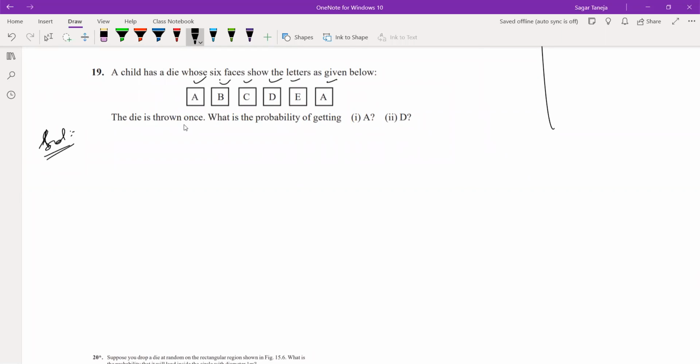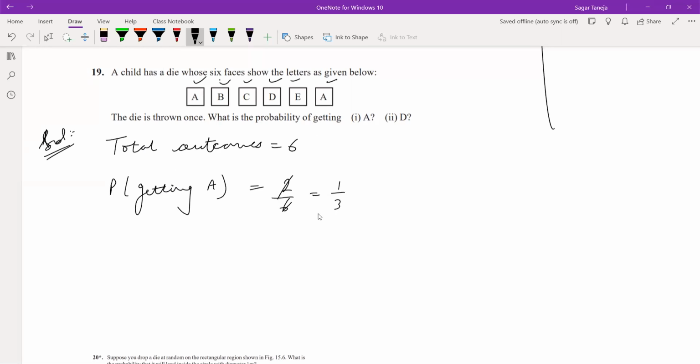A is repeated 2 times. A die is thrown once. Then what is the probability that you will get A if you throw the die? So just write total outcomes, which is 6. And the probability of getting letter A if we throw the die, how many letter A are there? 2 by 6, which is 1 by 3.